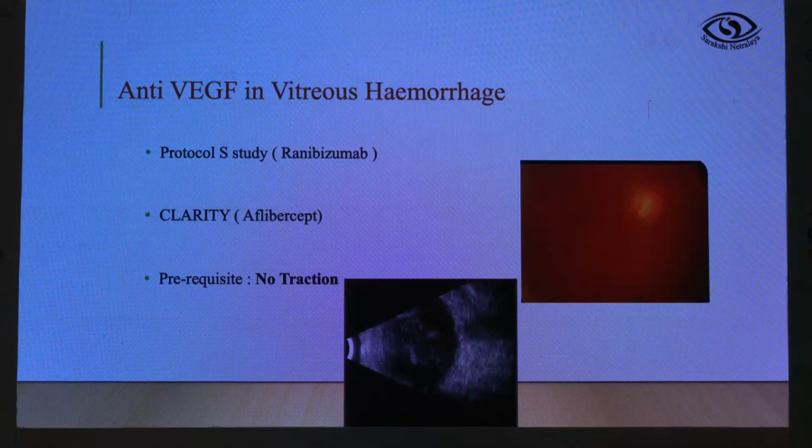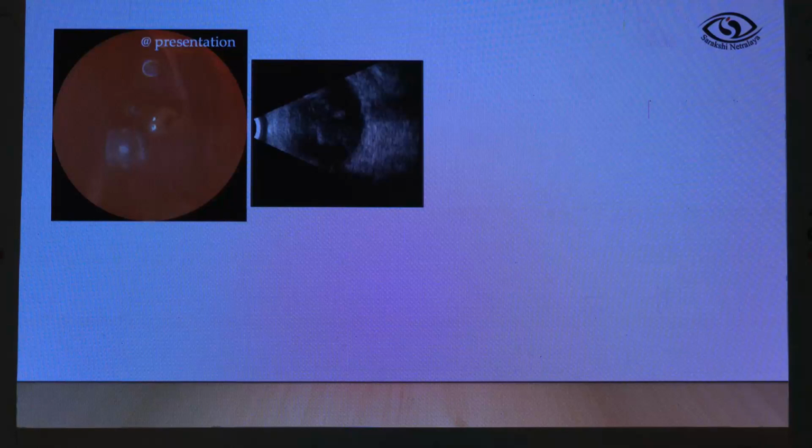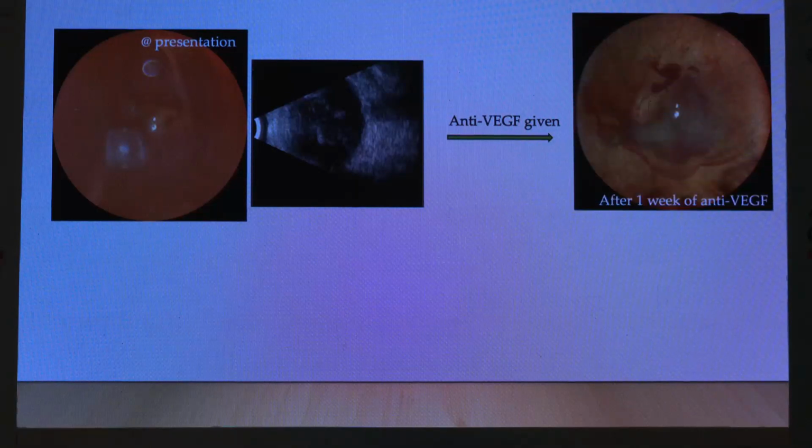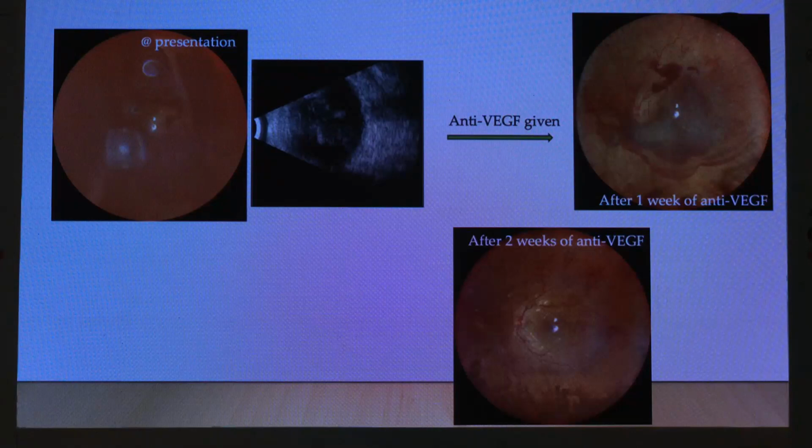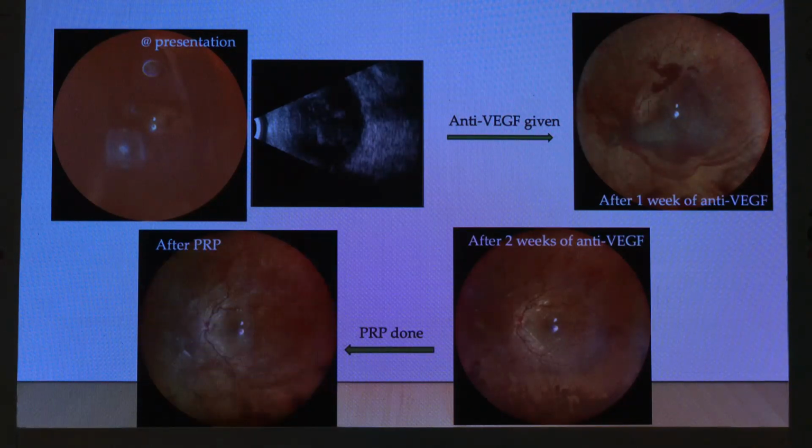Another thing is the anti-VEGFs in vitreous hemorrhage. So there are 2 studies, Protocol S and CLARITY, but the main prerequisite for giving anti-VEGF in vitreous hemorrhage is that there should be no traction, which should be confirmed on B scan. So this was a case of vitreous hemorrhage, B scan was done, there was no obvious traction, so the anti-VEGF was given. After 1 week of anti-VEGF, this was the picture. Then 2 weeks later, there was further reduction in the vitreous hemorrhage, and in such a case, the laser was done.